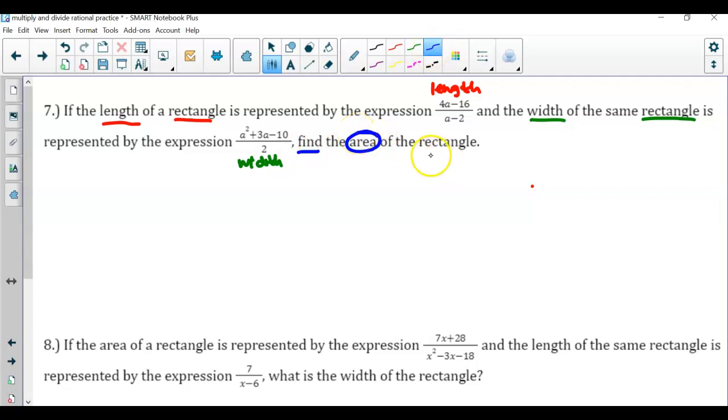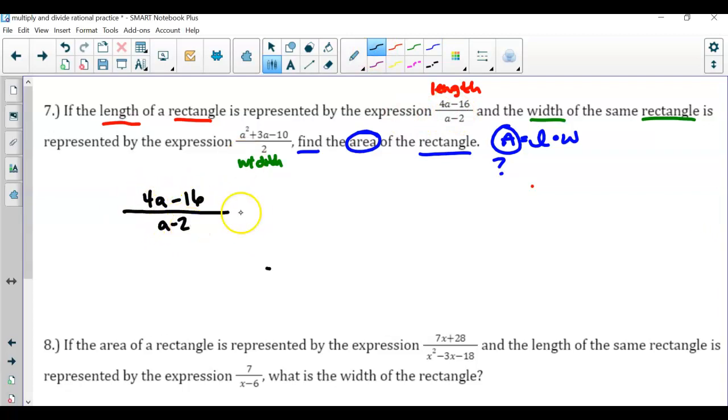So how do you find area of a rectangle? Well, area is just equal to length times width. So if we're trying to look for the area, then what do we have to do? Multiply our two rational expressions. So we are multiplying 4a minus 16 over a minus 2 times our second rational expression, a squared plus 3a.